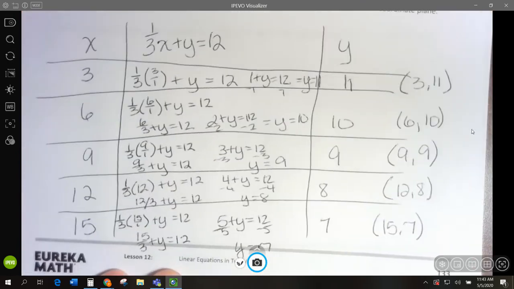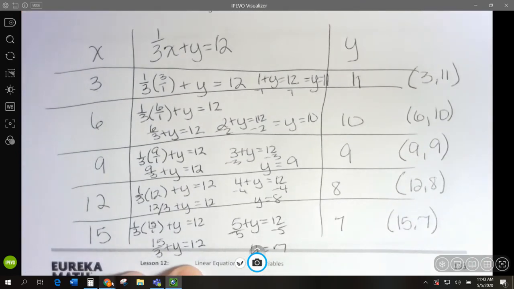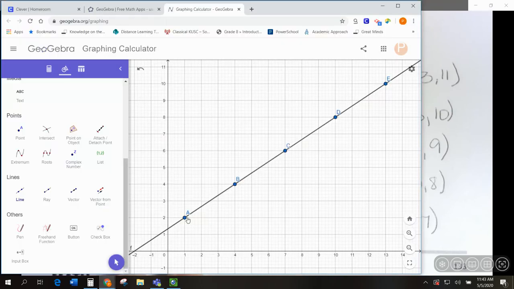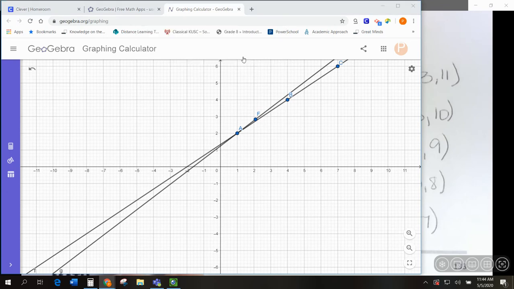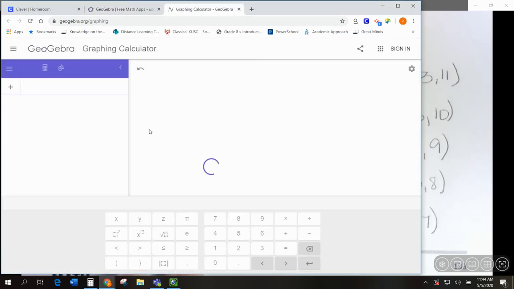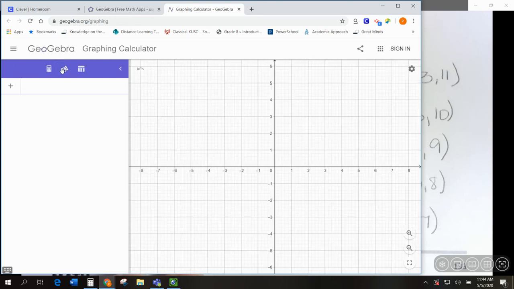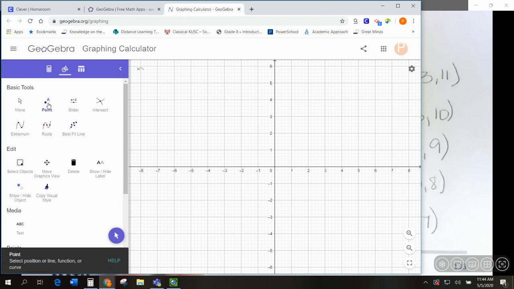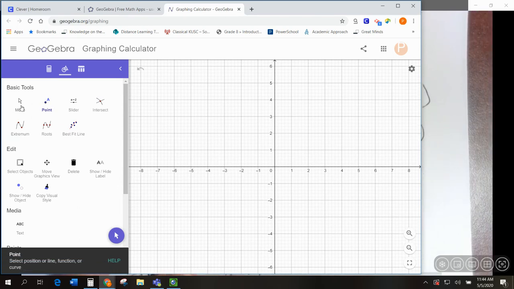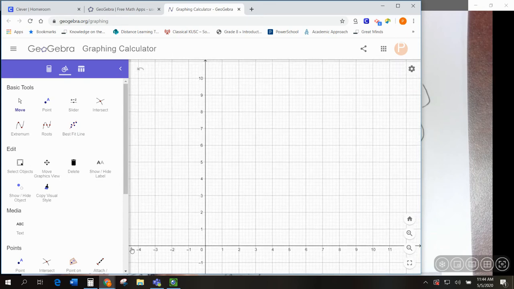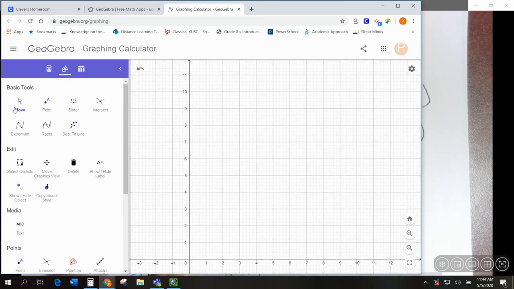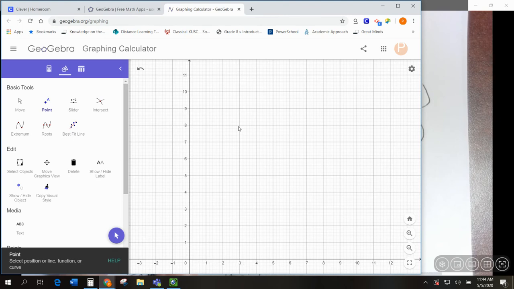Once again, here are the values. We can go to our GeoGebra. We can clear these out. We clear out, leave that, and go back into start graphing. I'm going to do some points, and I want 3, 11. I'm going to have to move this down over here. I want 3, 11, across 3, up 11.